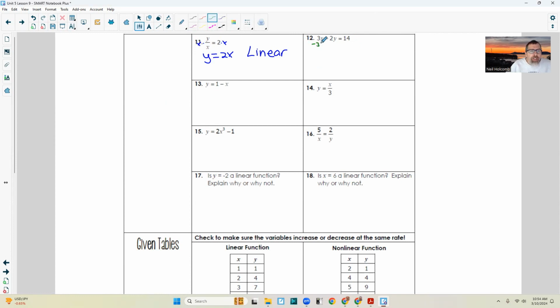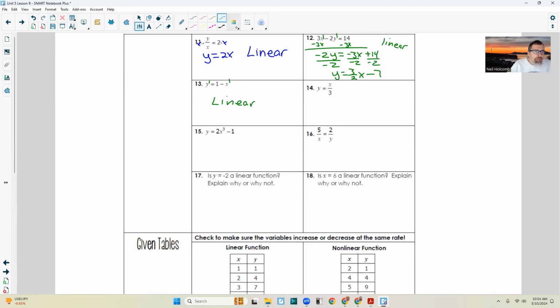Okay, so I'm going to subtract 3x, and this is going to give me negative 2y equals negative 3x plus 14, divide by negative 2, divide by negative 2, divide by negative 2, and I get y equals 3 over 2x minus 7. Okay, just showing you taking standard form and putting it in slope-intercept form, that this is linear. Okay, in other words, x is to the first, y is to the first power. Same here, this is linear.